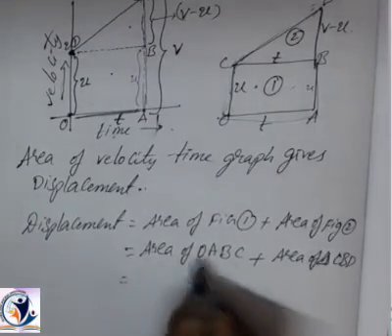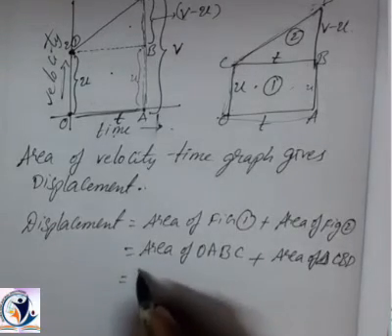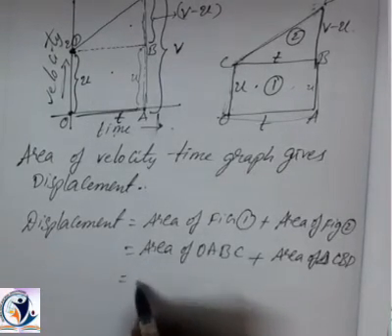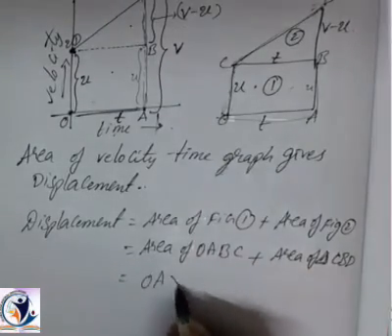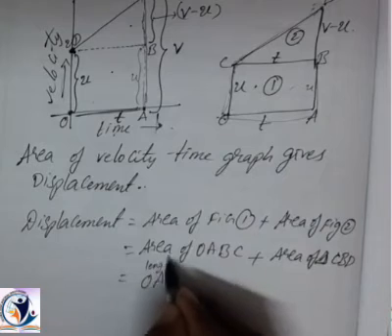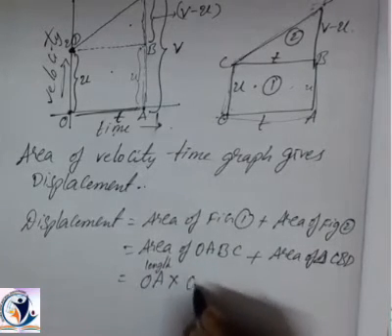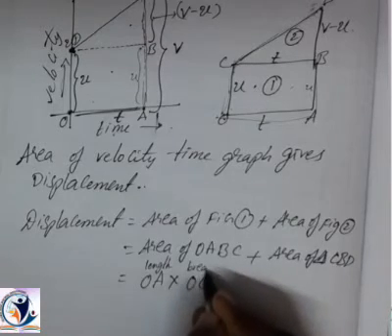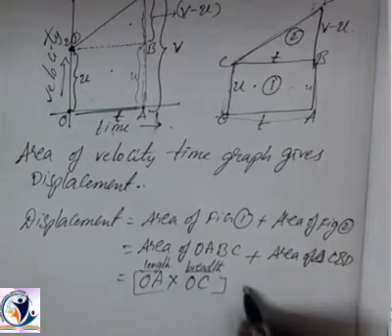Now area of rectangle. What is the area of rectangle, children? Area of rectangle is length into breadth, right? Let us take the length as OA. OA is the length. Now let us take breadth. Breadth is OC. This is length into breadth, so this is my area of rectangle.